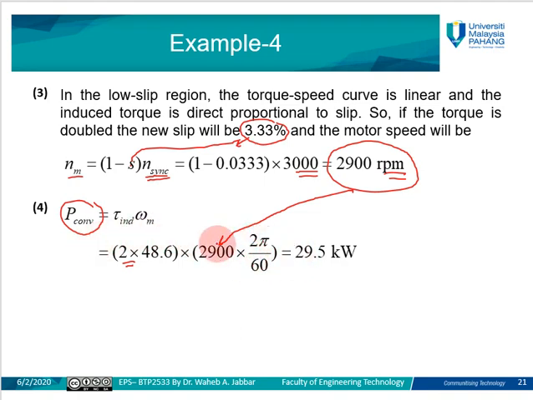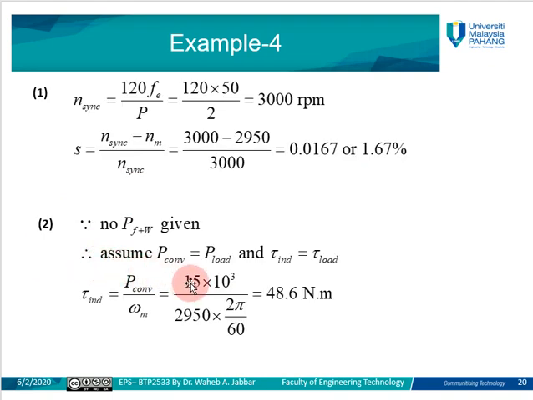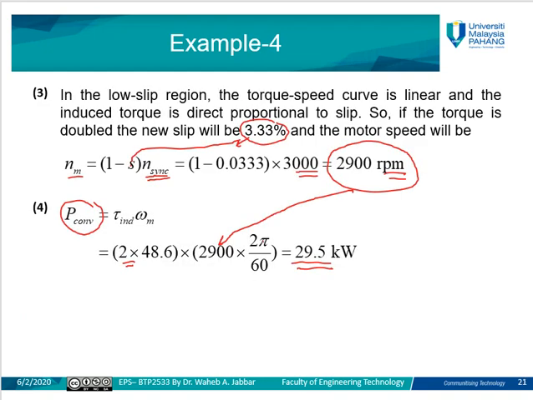So the value of the converted power in this case becomes 29.5, while in the beginning the value of the power was 15 kilowatt. Now it becomes 29.5 kilowatt. It looks like the power is also doubled.